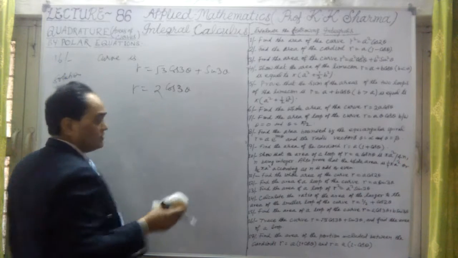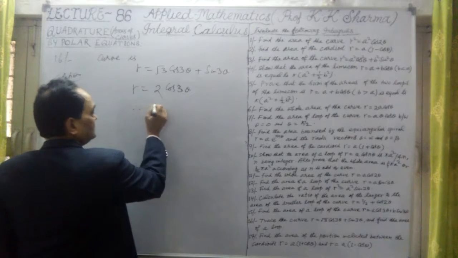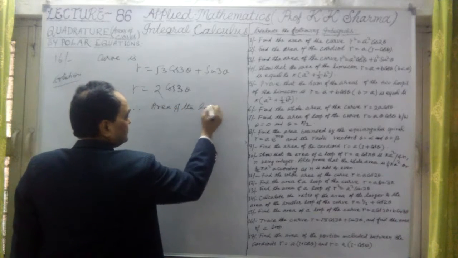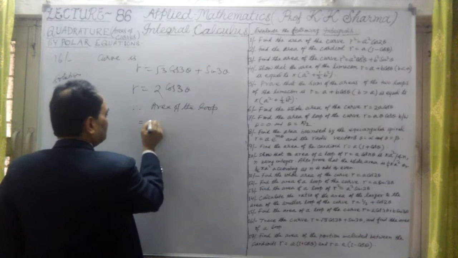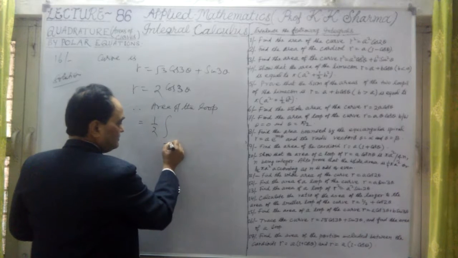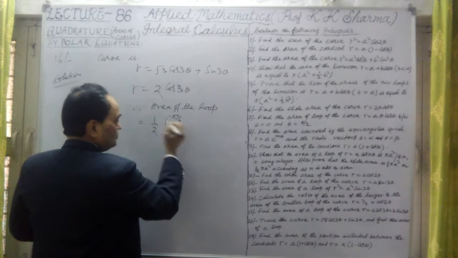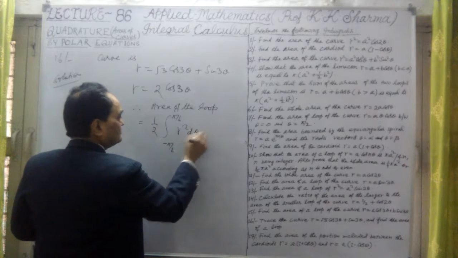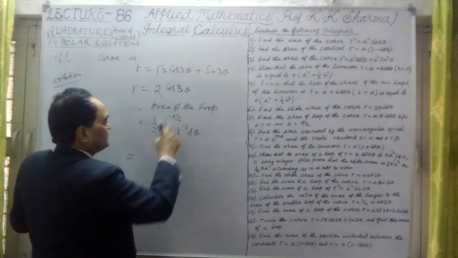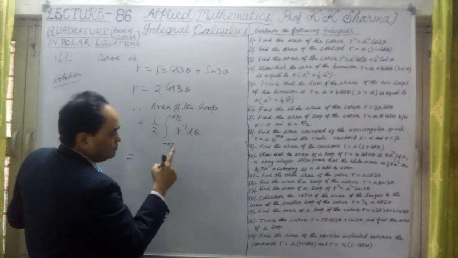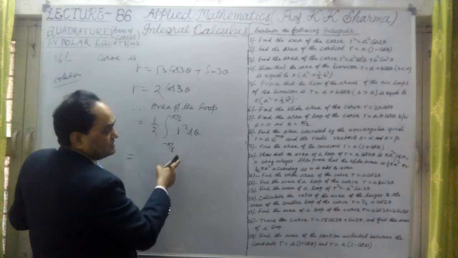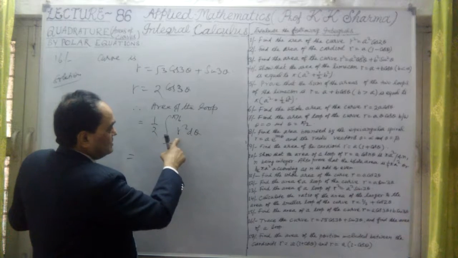Now let me find out the area. Therefore, area of one of the loops here is equal to half, limits minus pi by 6 to pi by 6, r square d theta. This is the formula, we know. Limits we are given here: alpha is minus pi by 6, beta is pi by 6. We described initially the area of a polar equation curve, alpha to beta, r square d theta.